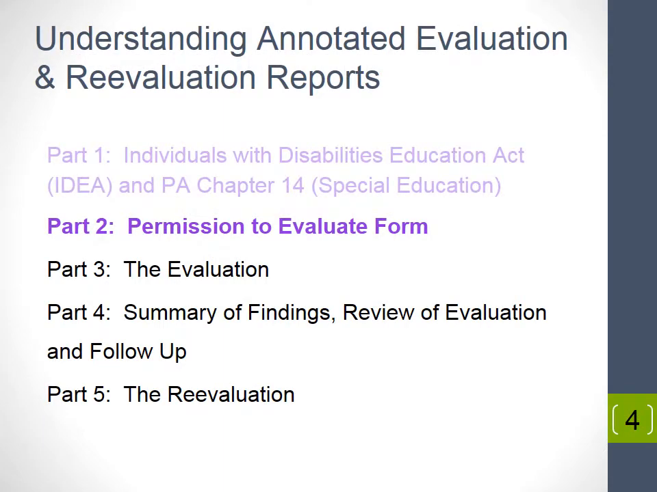We have divided the content into 5 parts of 15 to 30 minutes each. We recommend that the viewer watch the parts in order as the information builds from one to the next. The 5 parts of the series are listed on this slide. As you can see, Part 2, which is highlighted, reviews in depth the form and process involved in requesting and providing permission for a child to be evaluated for special education services for the first time. Throughout this presentation series, the word parent refers to parent or guardian.